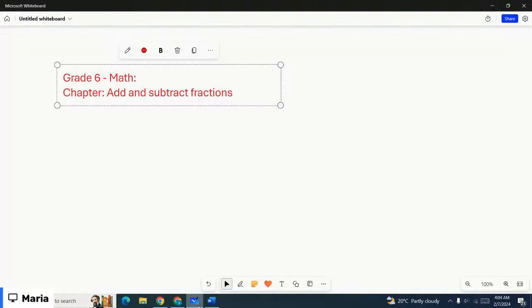Scroll down to grade 6 and then click on view all lessons. There you can find a list of the chapters. We're going to start with the chapter add and subtract fractions. So please make sure you have your notebook and pencil so that you can note down the important examples and definitions as well. So let's start with the lesson.